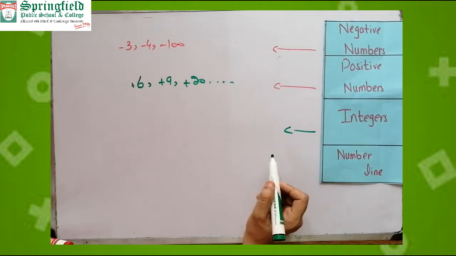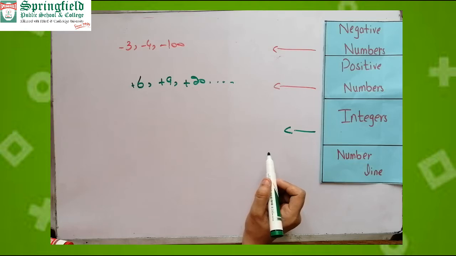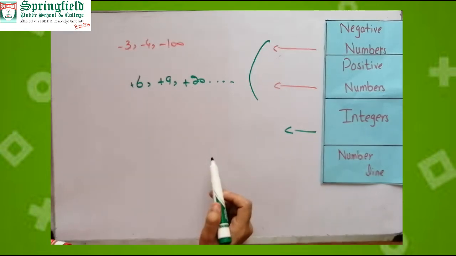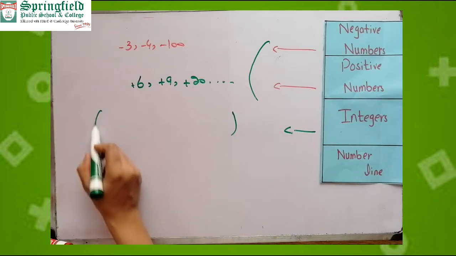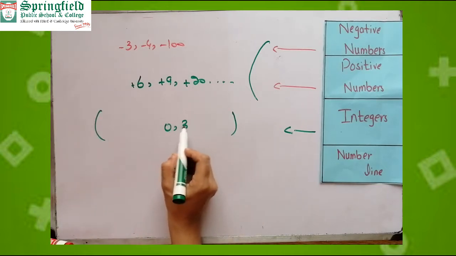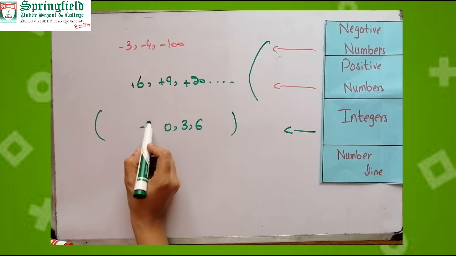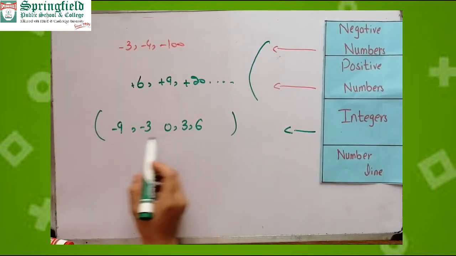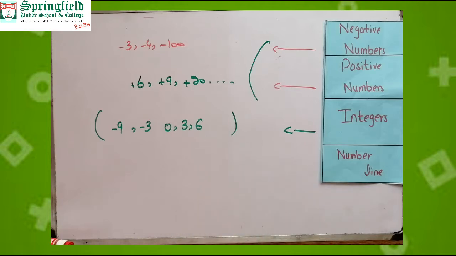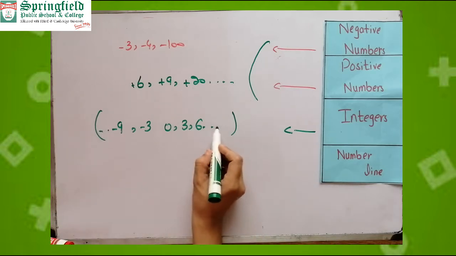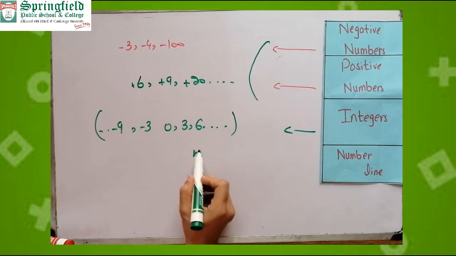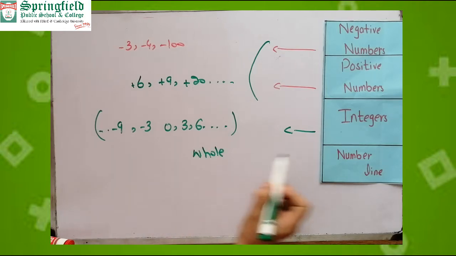The word integers. Okay, do you have any idea about integers? So beta, integers is a set of whole negative and positive numbers. Let's suppose there is a set 0, 3, 6 and -3, -9 and so on. So these are the set and so on. Fine. So a set of positive and negative whole numbers. This is the definition of integers.